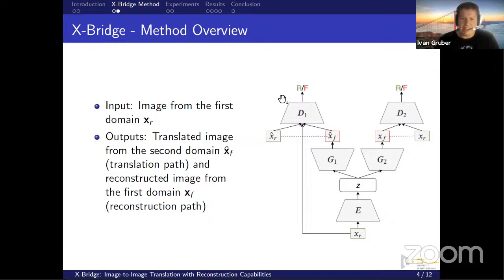It should be noted that discriminator 1 is also a conditional discriminator, which means that at the input of discriminator 1 is also the original image from the first domain. So the goal of the generators is to generate as real and as precise an image as possible, and the goal of the discriminators is to distinguish between these images and real images.